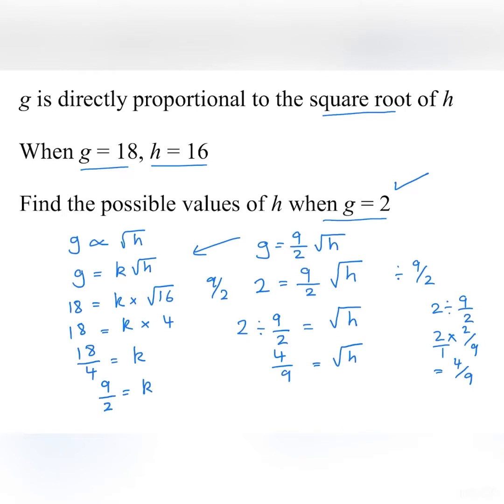Okay, so now when you want to remove this square root, we have to square both sides. So squaring both sides, we have 16 over 81. So that's what h equals.